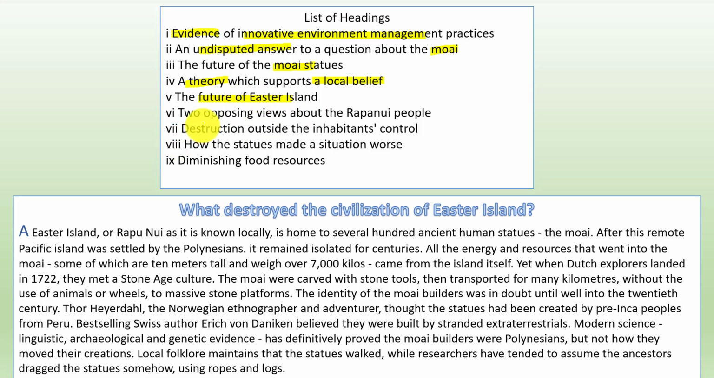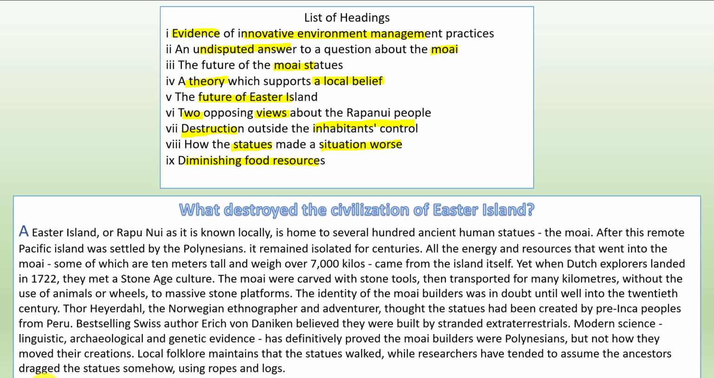Two opposing views about the Rapa Nui people. Views are important, and we have two opposing views, okay? And also, this is about the Rapa Nui people. Destruction outside inhabitants' control. Choose inhabitants as our narrower keyword. How the statues made a situation worse. Statues, and narrow your option by a situation worse. Diminishing food resources. Again, this is short and you can take hold of it as your keywords.